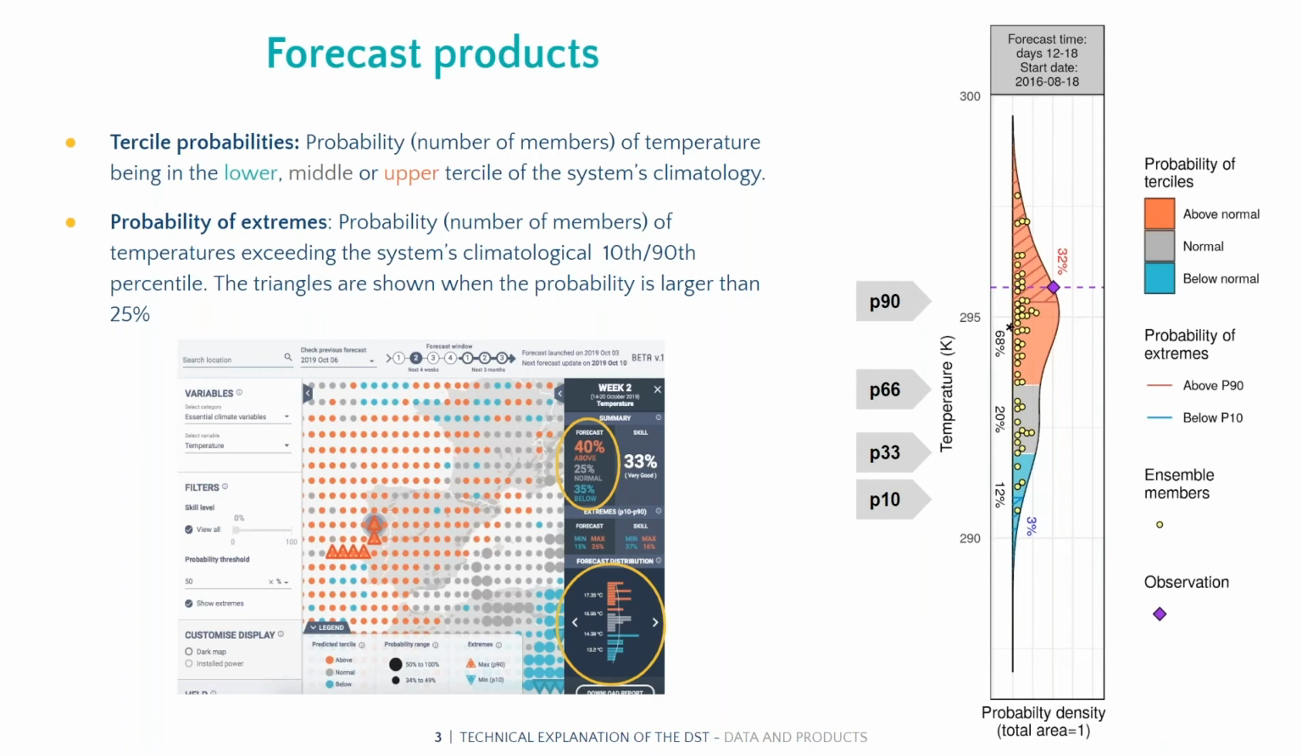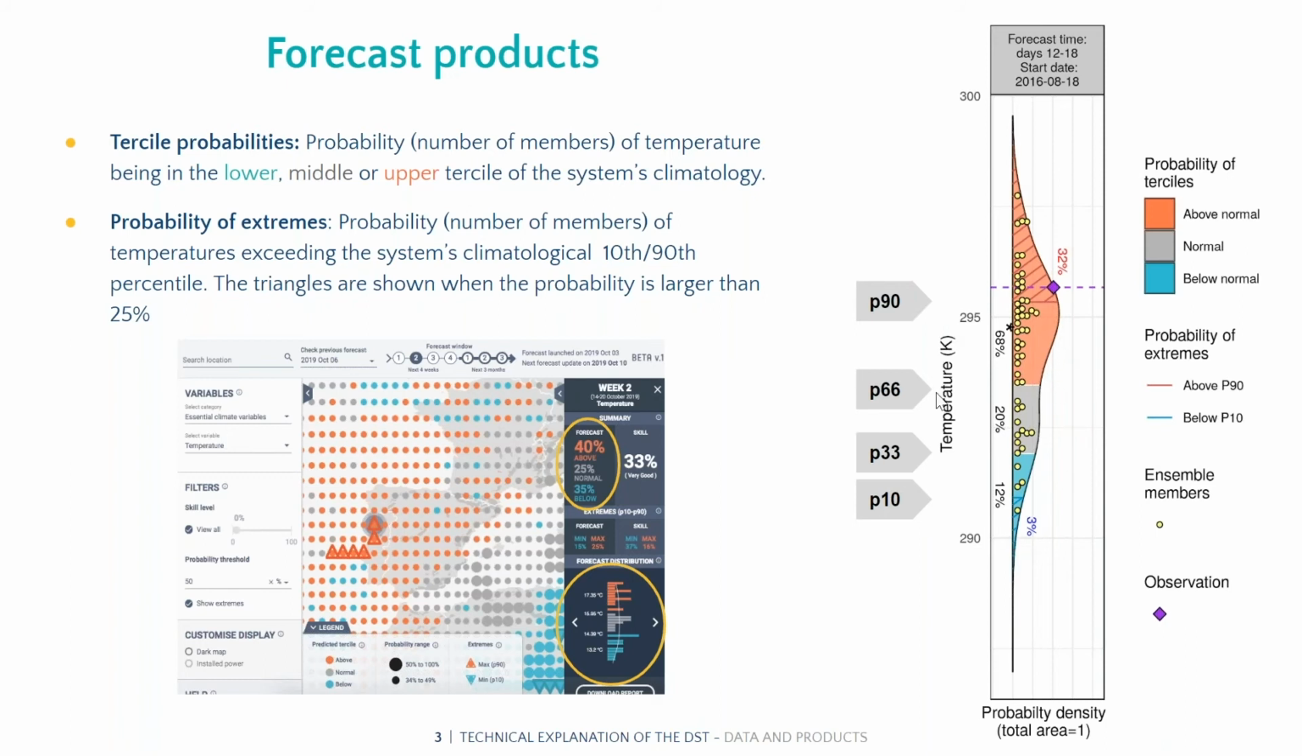Okay, so what are the products that finally appear in the DST? As we've explained, this is probabilistic information. So we take all the members, which are output from our systems. You can see on the panel on the right, all the yellow dots would be the output of all the members, and then we have a distribution covering all these members.